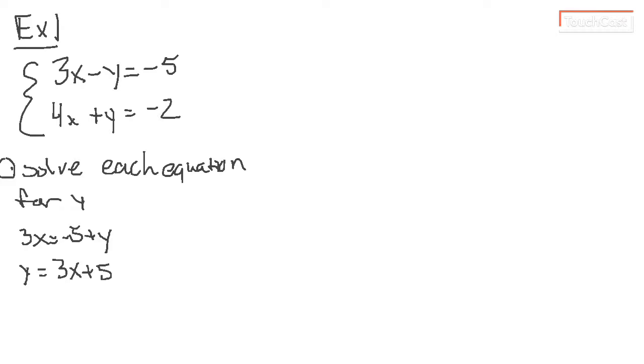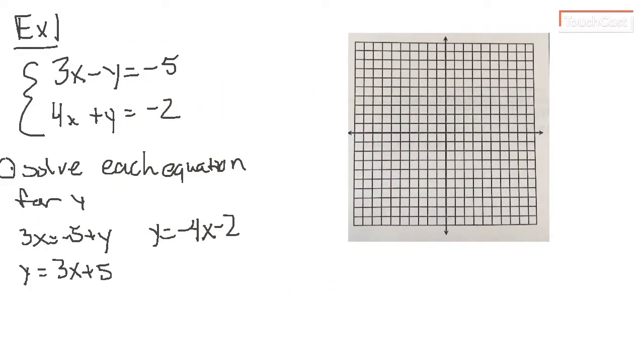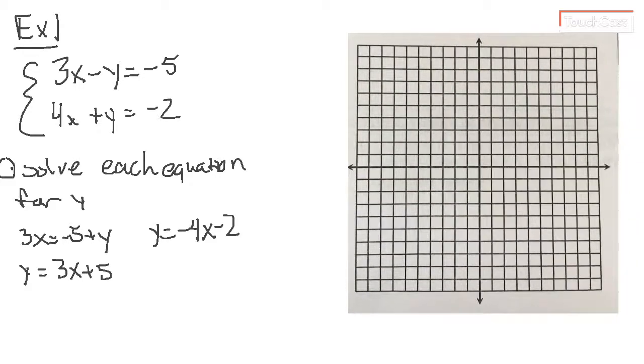In the second equation, I would just subtract 4x. So we'll end up with y equals -4x minus 2. Then, once we have that, we can graph our two equations. So to do that, let's think back to what you should have learned in Algebra 1 for graphing an equation. We can just use the slope-intercept form.